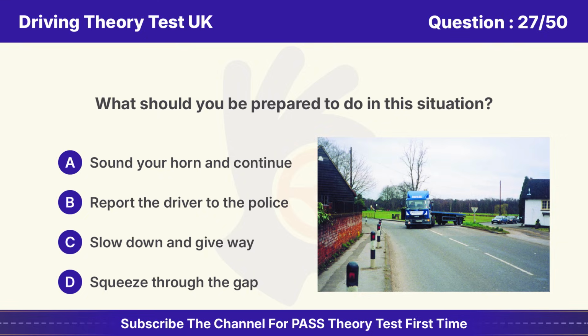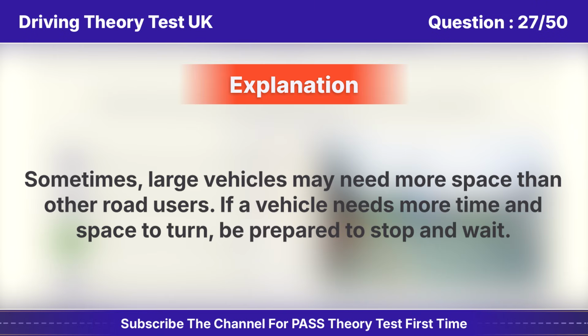Question 27. What should you be prepared to do in this situation? Answer is C. Slow down and give way. Sometimes, large vehicles may need more space than other road users. If a vehicle needs more time and space to turn, be prepared to stop and wait.